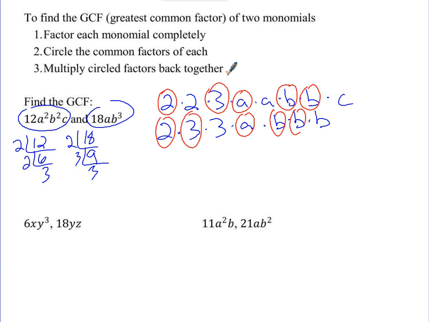Again, just on the top one, we have a 2 times 3 times A times B times B. That is the GCF. So 2 times 3 times A times B times B is the GCF. But then we multiply all those back together. 2 times 3 is 6. A, B squared. There's your GCF.